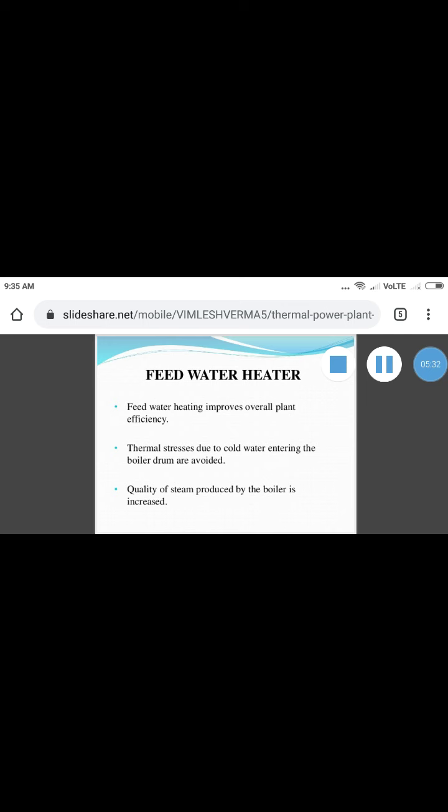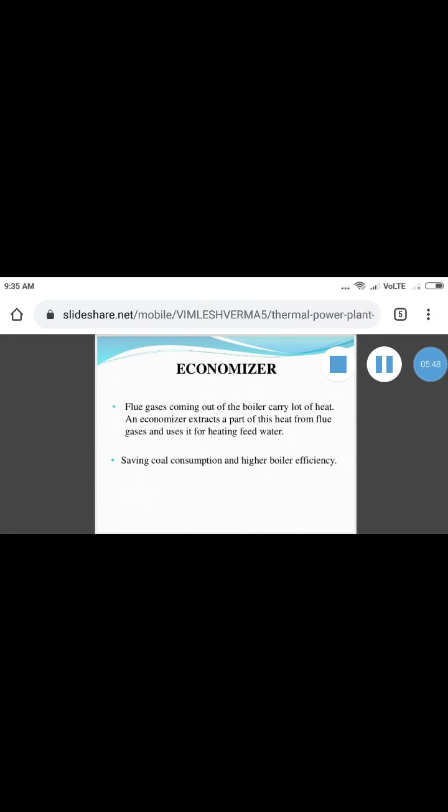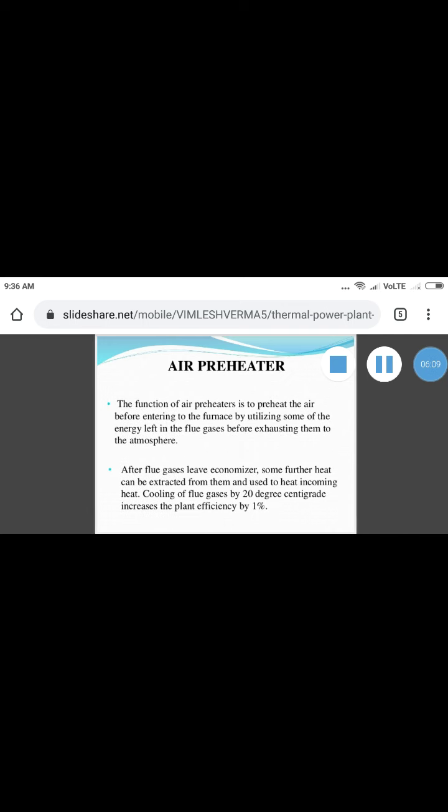Feed water heater. Feed water heating improves overall plant efficiency. Thermal stresses due to cold water entering the boiler drum are avoided. Quality of steam produced by the boiler is increased. Economizer. Flue gases coming out of the boiler carry lot of heat. An economizer extracts a part of this heat from flue gases and uses it for heating feed water, saving coal consumption and higher boiler efficiency.